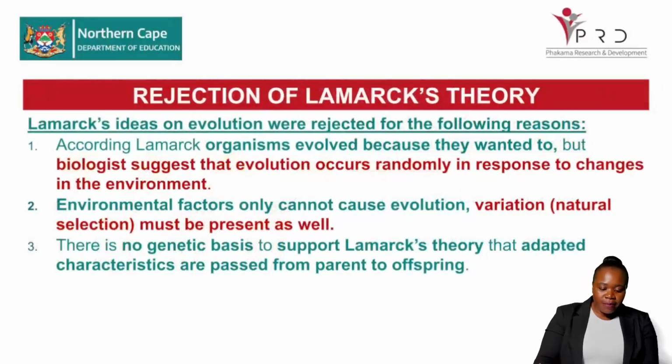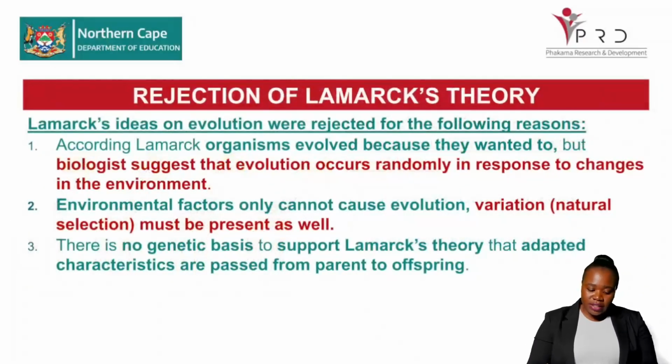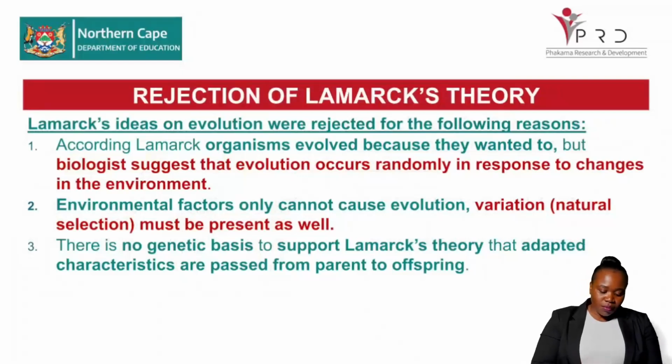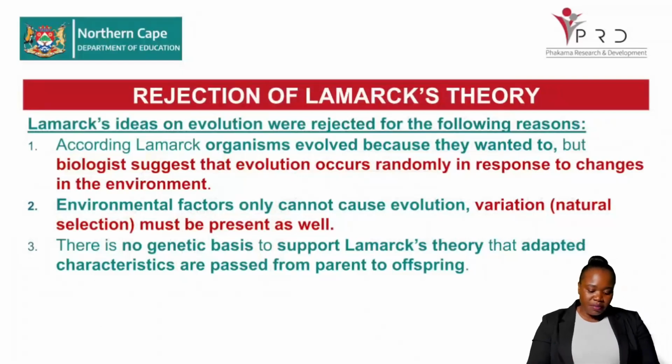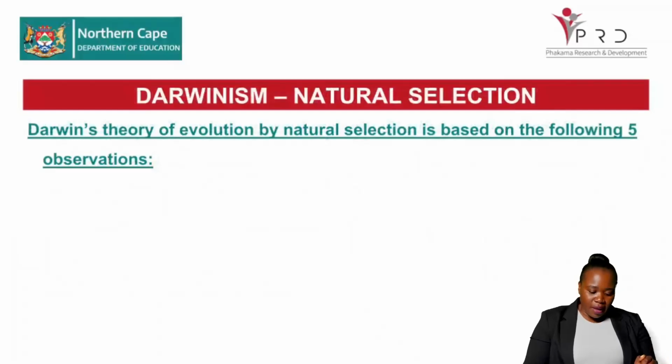So these laws were rejected, and they were rejected because there is no evidence that the acquired characteristics can be passed on, because the change in your phenotype is not a change in your genotype, right? And also, there is no genetic basis to support what Lamarck was saying.